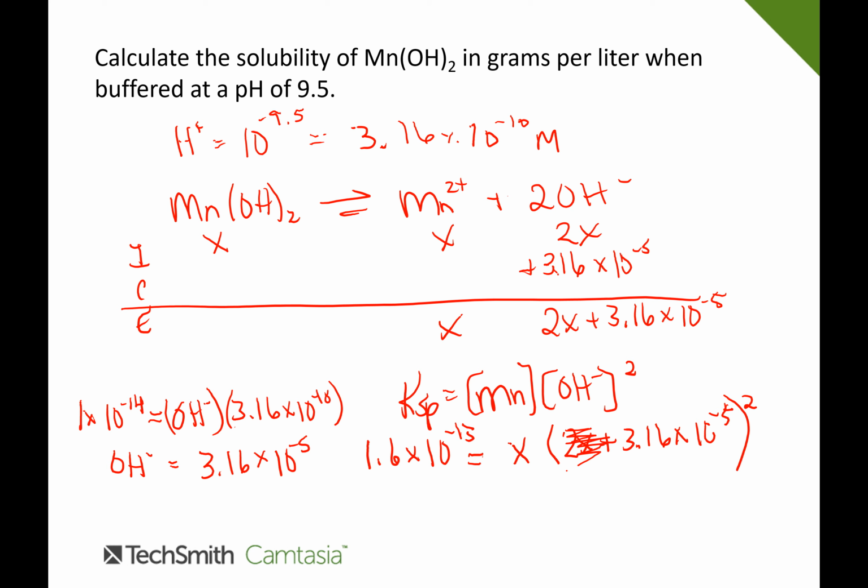So 1.6 times 10 to the negative 13th divided by 3.16 to the negative 5th squared. And I got x is equal to 1.6 times 10 to the negative 4th molar, which is moles per liter. And then since I want it in grams per liter, I'll have to find the molar mass. And then I'll add that, let's see. Got a molar mass of 88.95 grams.